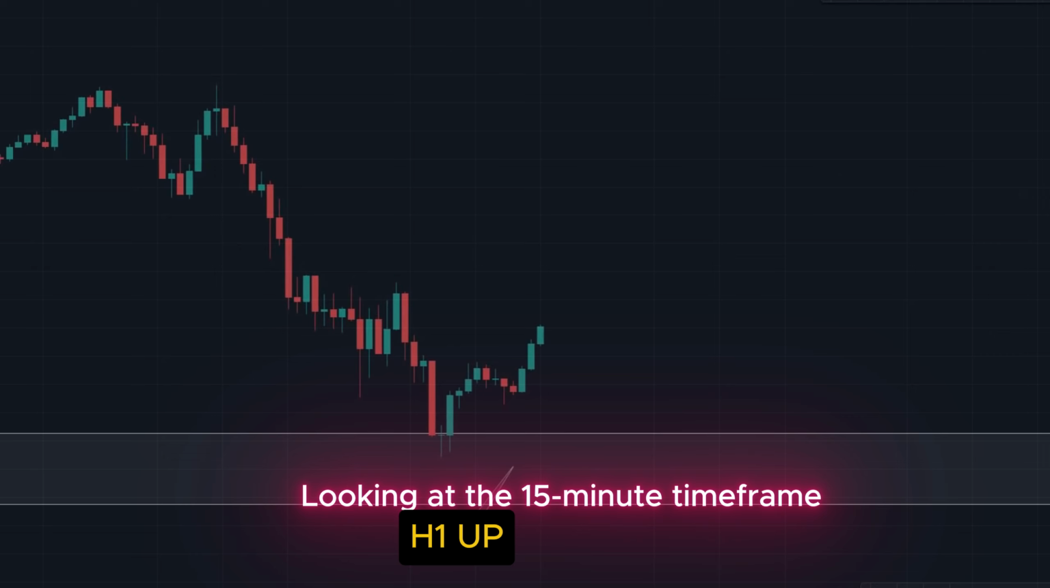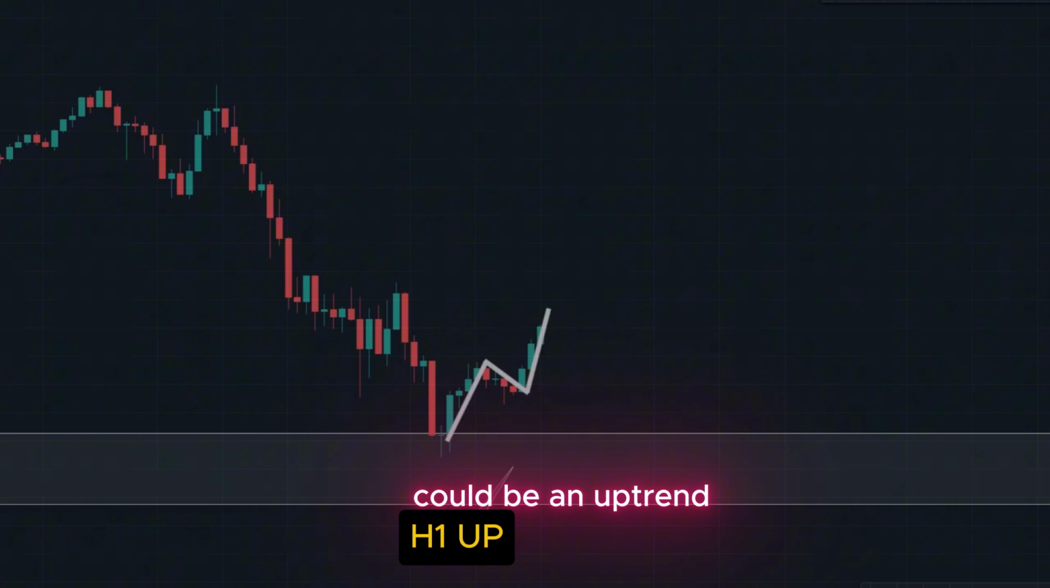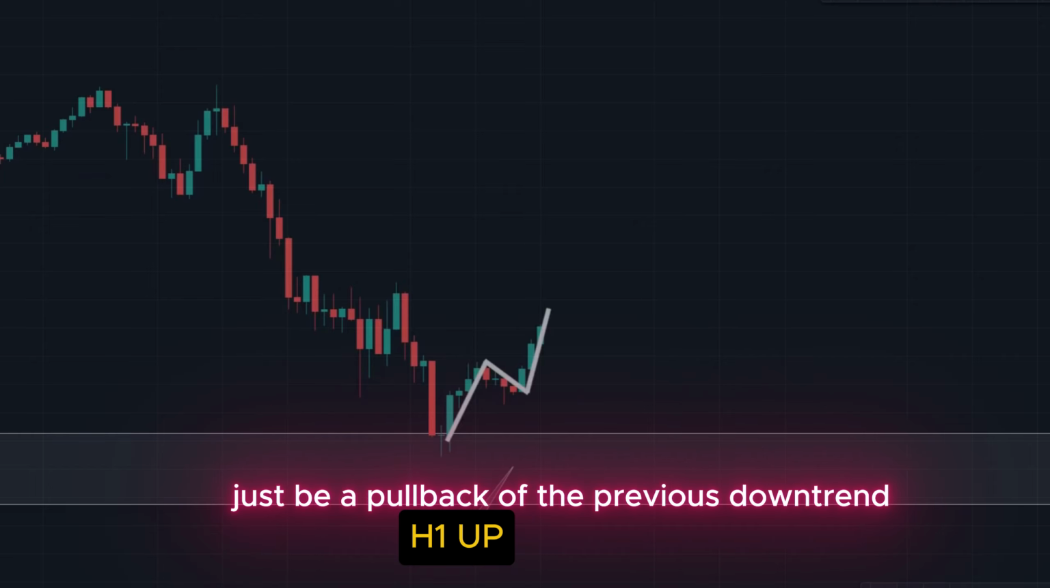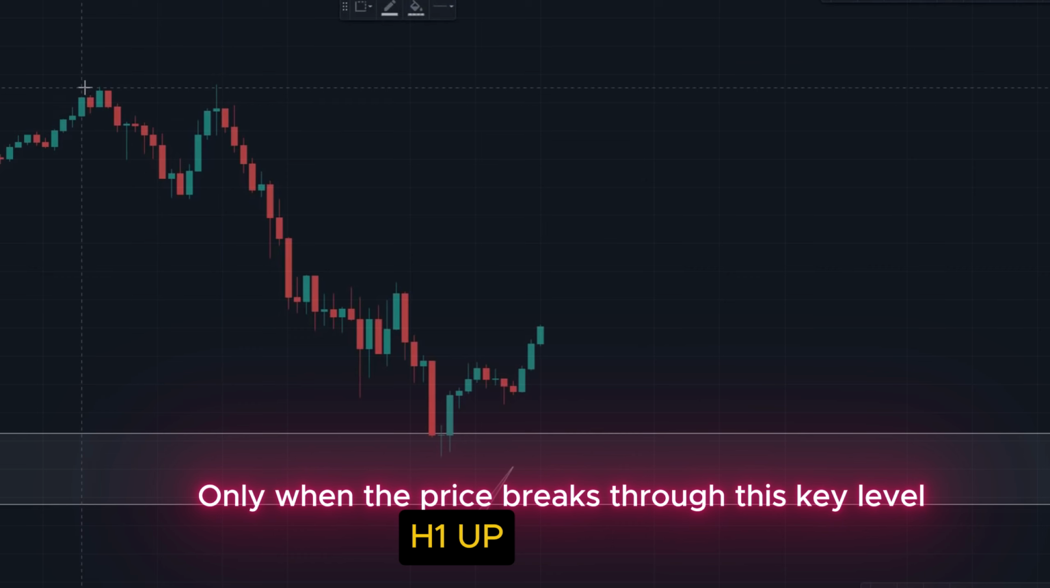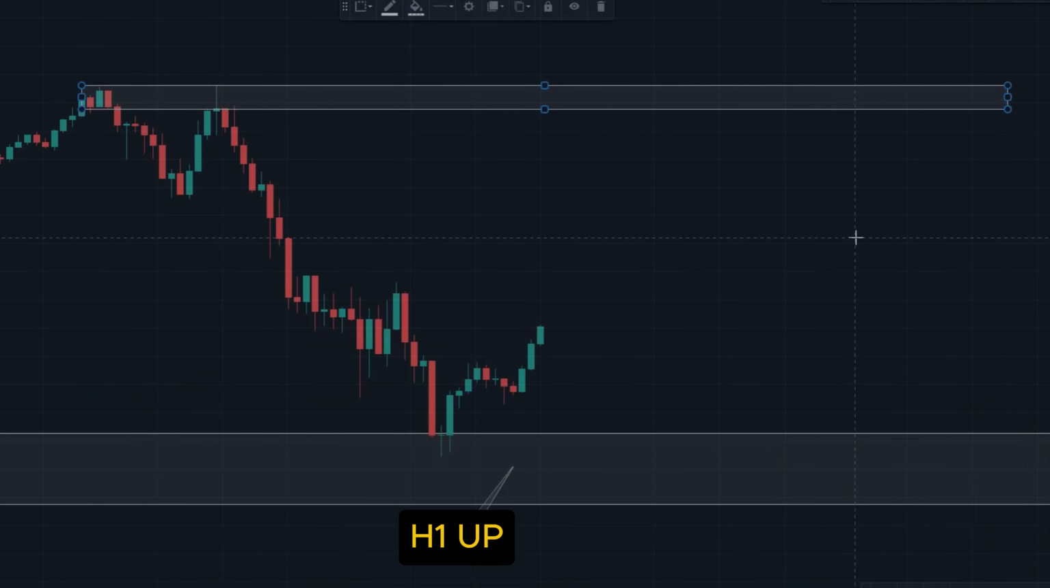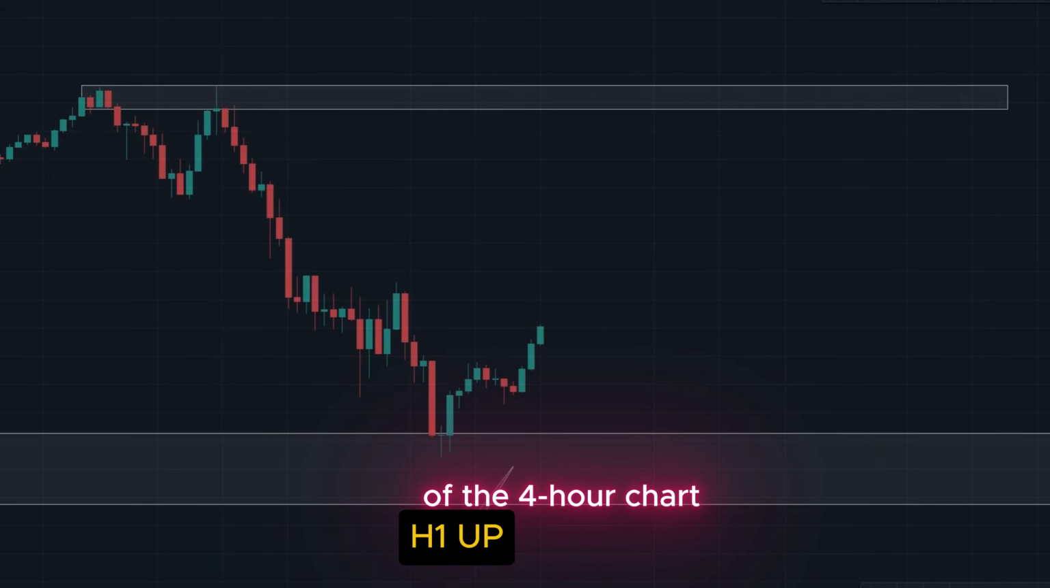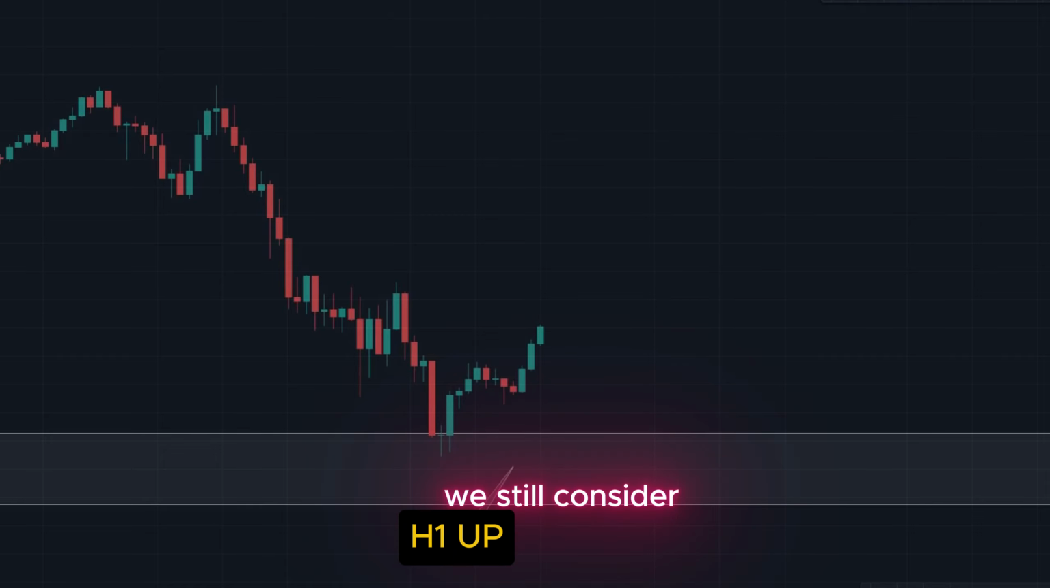Looking at the 15-minute time frame, this uptrend could be an uptrend from the 4 hour chart turning into a long-term uptrend, or it could also just be a pullback of the previous downtrend before it. Only when the price breaks through this key level can we confirm that the long-term uptrend of the 4 hour chart has resumed. But for now, we still consider this uptrend as just a pullback.